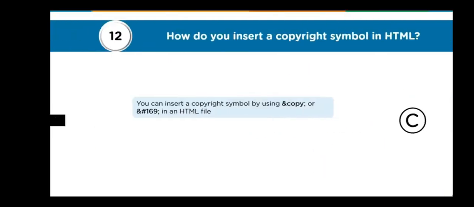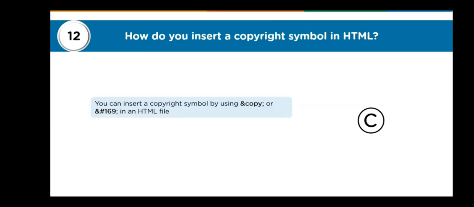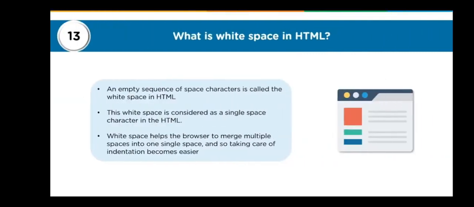Now moving ahead, we have our 12th question. How do you insert a copyright symbol in HTML? You can insert a copyright symbol by using ampersand copy semicolon or ampersand hashtag 169 semicolon in an HTML file.